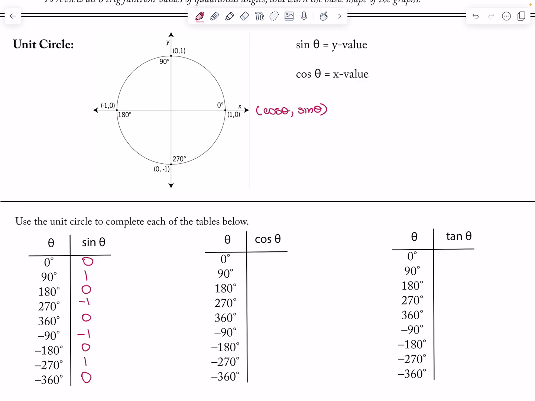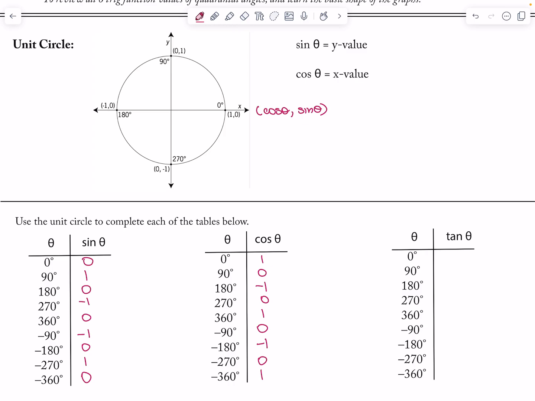Cosine is going to start at 1, then go to 0, then go to negative 1, then go to 0, then go back to 1. Negative 90 will be at 0. Negative 1, 0, and back at 1.